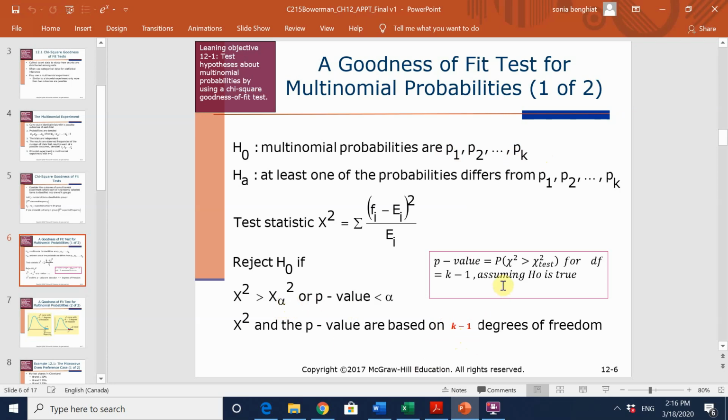For the p-value, well, that is based on this little information that I've added here to the slide, and that is that the p-value is determined based on finding the probability of finding a chi-square that is greater than the test statistic chi-square that I am getting over here for a given degrees of freedom k minus 1, so that would be 4 minus 1 equals 3. And of course, always on the assumption that the null hypothesis is true.